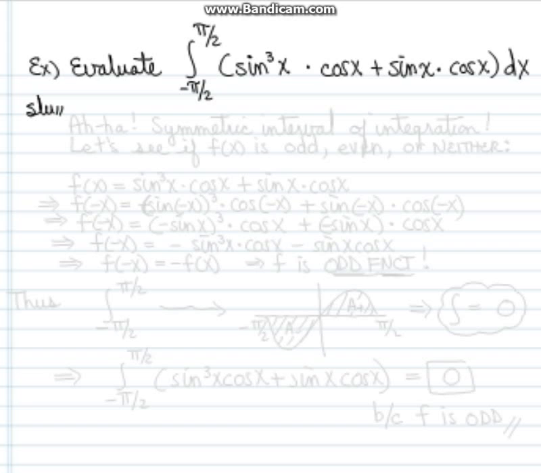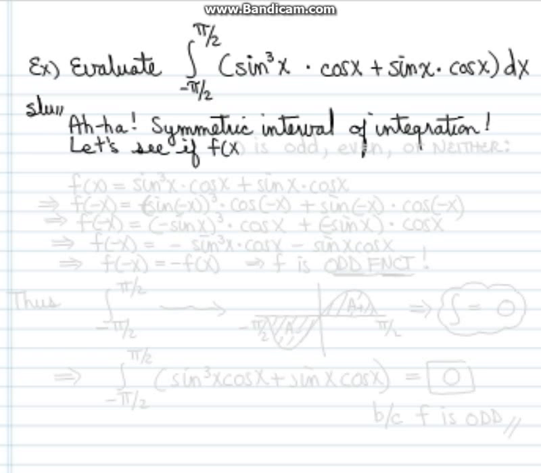Okay, let's start. First I notice, aha, we have a symmetric interval of integration. It goes from negative a to positive a. So that means that we might be able to take a shortcut. Let's see if our function f of x is odd or even or neither. If it's neither, we can't take a shortcut.